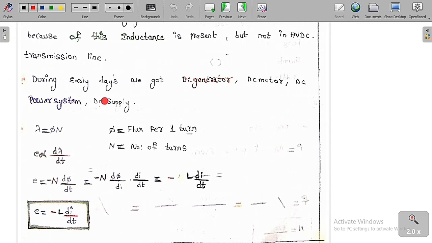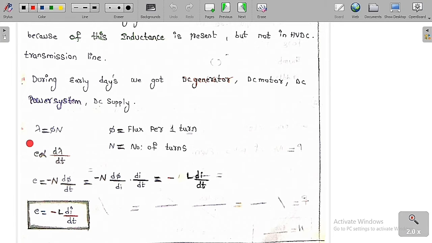In early days, we had DC generator, DC motor, DC power system and DC supply. In the initial days, Thomas Alva Edison was the person who invented this DC generator. So in the olden days, we had the DC generator, DC motor, DC power system, or simply DC supply. Based on DC only, people were getting power. They generated the DC supply, and people got DC in each and every household also.